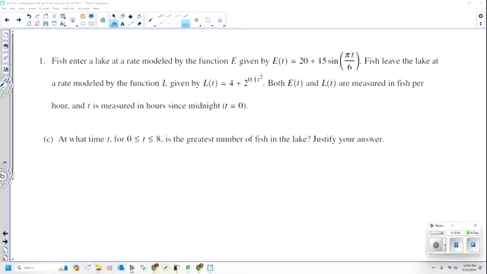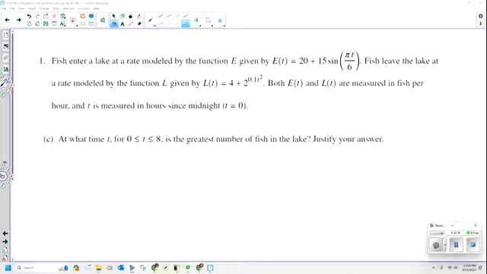Okay, 1C. It reads, at what time t, for t between 0 and 8 inclusive, is the greatest number of fish in the lake? Justify your answer. I love these types of problems, especially with the calculator. So let me explain what we're going to do before we actually do it. The way I like to do this problem is the following.